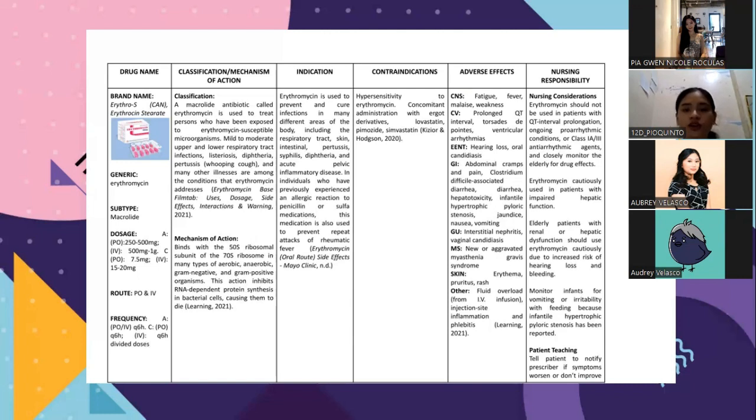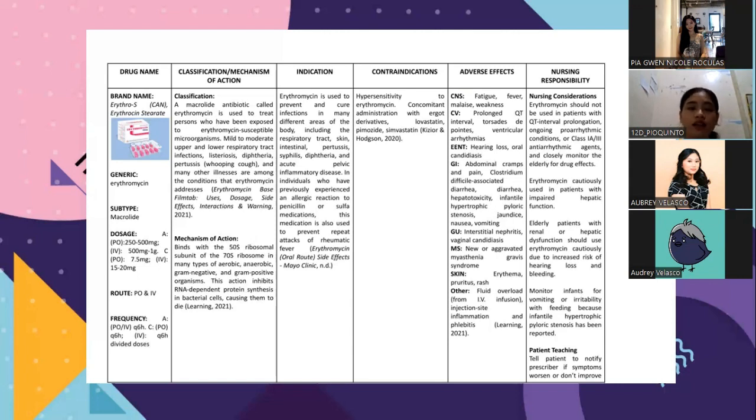So in the classification, erythromycin is classified as a macrolide antibiotic. This type of antibiotic is used to treat infections caused by microorganisms that are susceptible to erythromycin. So erythromycin is effective in treating a range of conditions, including mild to moderate upper and lower respiratory tract infections, listeriosis, diphtheria, pertussis, whooping cough, and many other illnesses. In essence, erythromycin is prescribed to combat bacterial infection caused by various types of bacteria.